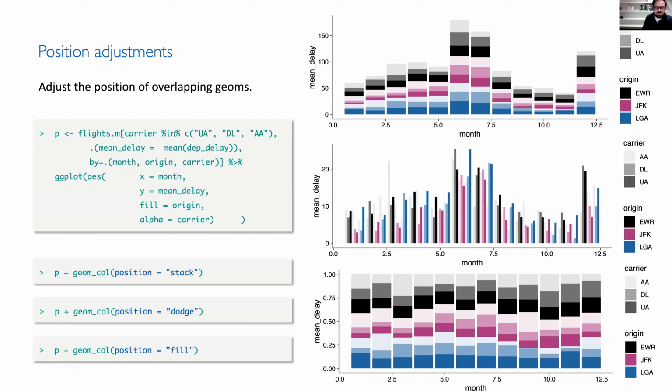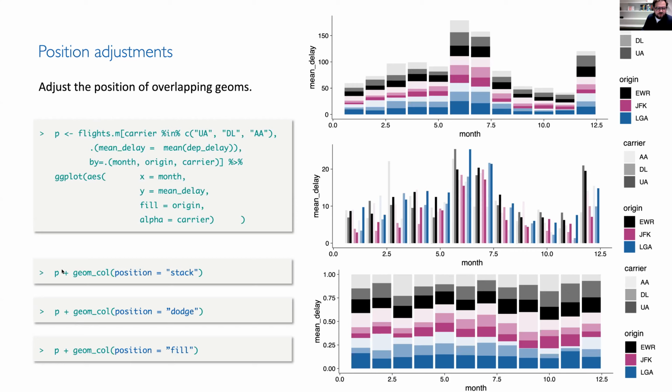I'll go quickly over this because it's a little bit of a detail. For example, we can create this plot on the right-hand side, where for each month, origin and carrier, we calculate the average delay for the 3 carriers. Then we can make a plot where we assign the month to the x-axis, the delay to the y-axis, the fill color to the origin airport, and the transparency of this color to the carrier.